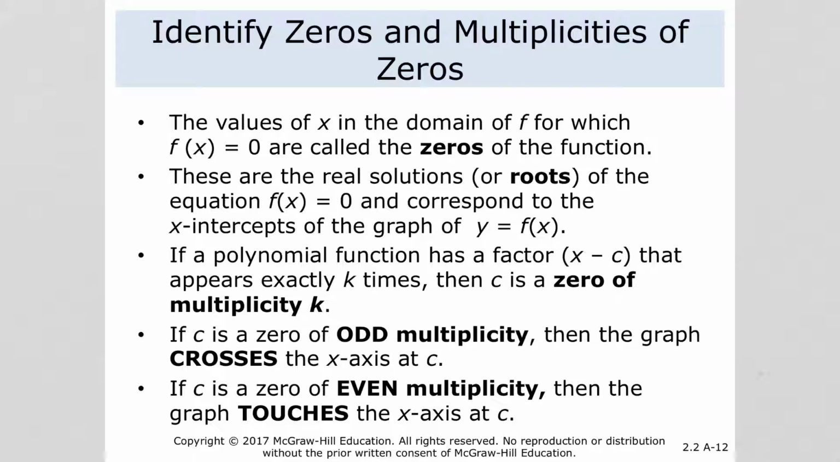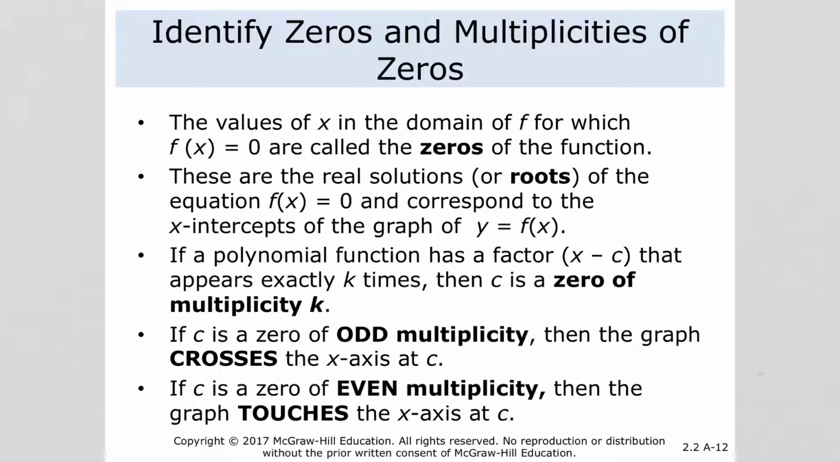A couple of things here. If a polynomial function has a factor x minus c, then c is a zero of that function. It is a solution to the function. Notice the opposite, okay? If the factor is x minus c, then c is the zero, which makes sense, because if you have x minus 3 equals 0, then your solution would be x equals positive 3. And it's of multiplicity k.